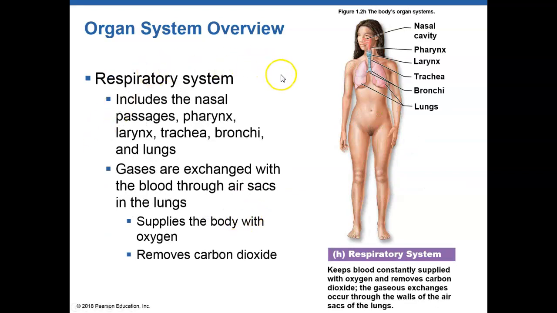The respiratory system, which includes our lungs, our trachea, our nasal cavity, all function in bringing in oxygen, which we need to survive. We need oxygen to produce ATP in a process known as aerobic cellular respiration. And we get rid of waste product called carbon dioxide, which is also produced during aerobic cellular respiration.